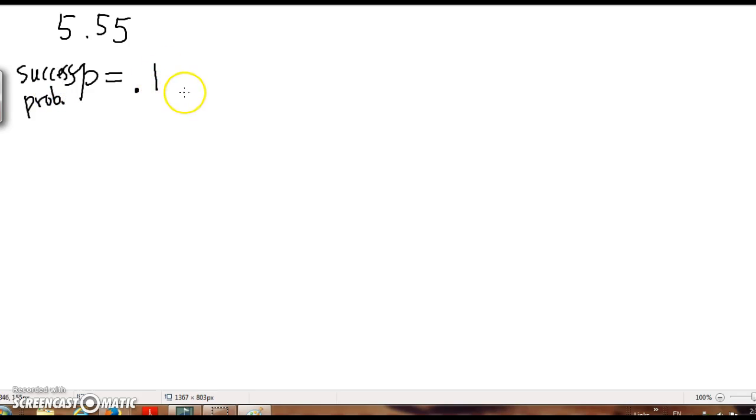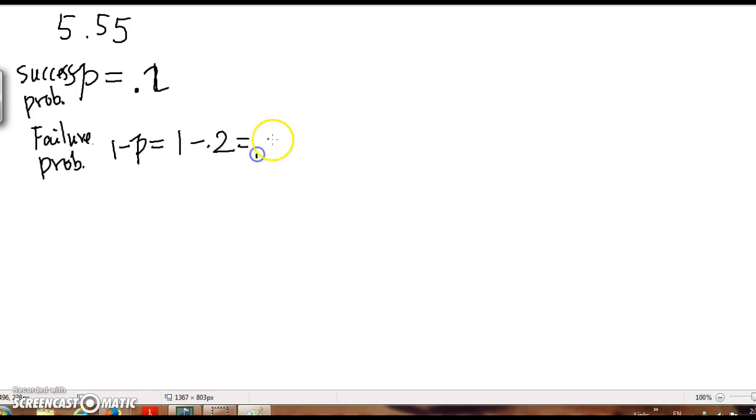Okay, so we can find out the failure probability. That is going to be 1 minus P. I'm going to change the number to make it a little bit different from the homework. So I change it to 0.2, and in my case, the probability of failure is 0.8, 80%. Okay, and here, go back to the question.